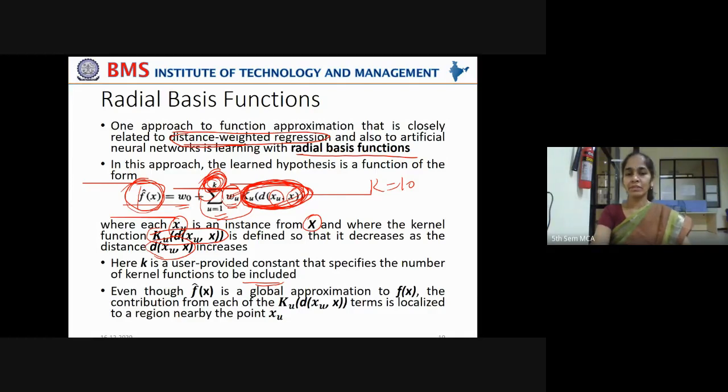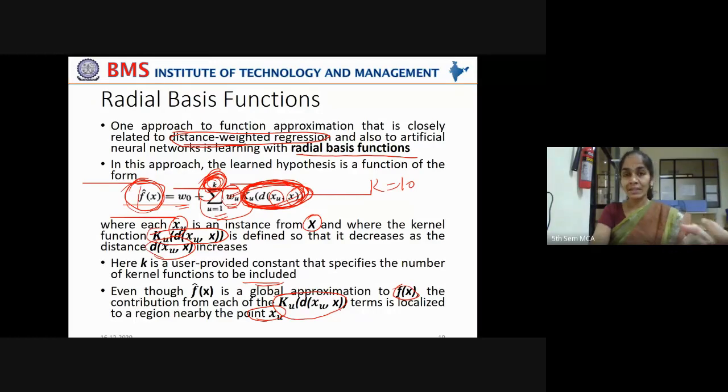Though f cap of x is a global approximation to f of x, the contribution from each of the Ku(d(xu, x)) terms is localized to a region nearby to the point xu. Okay, so in this radial basis function case, though you are considering all the training examples, this kernel function will contribute so that we consider only the nearest neighbors. It will give greater weight to nearest neighbors.